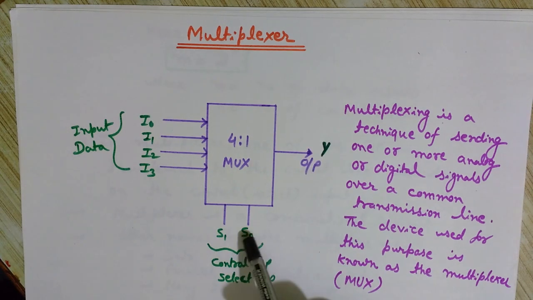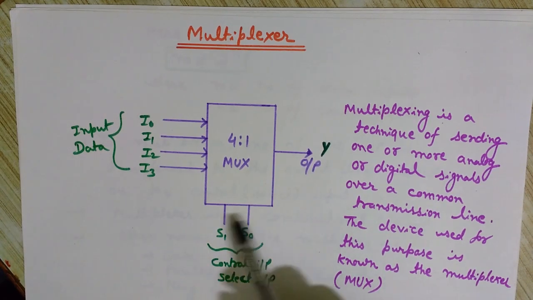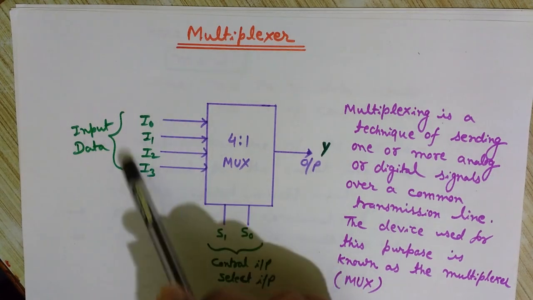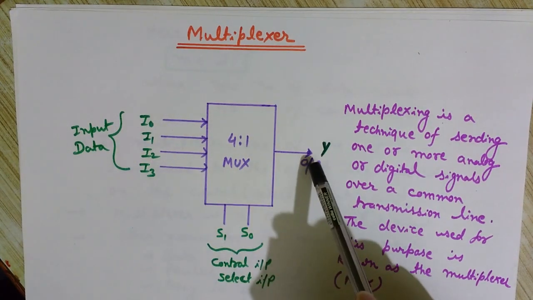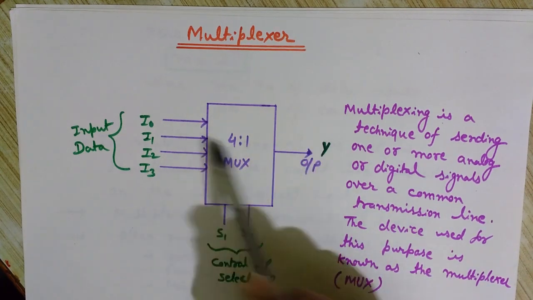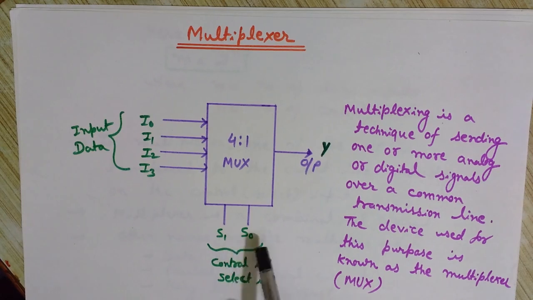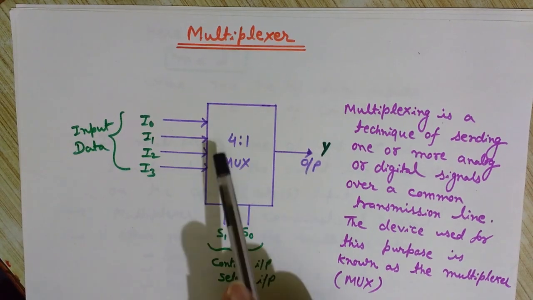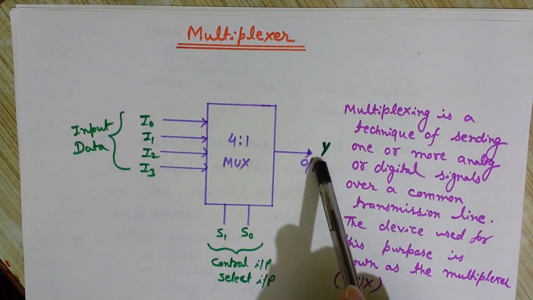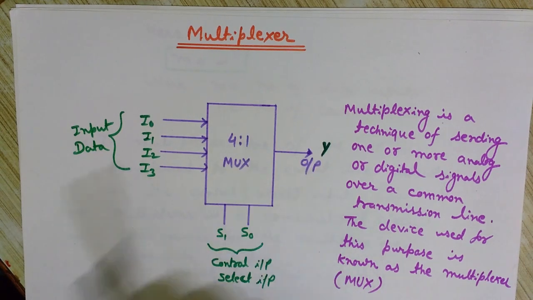Here we have two select lines. Here you can see S denotes the select line, select input, also known as control input. Its function is to control which input will go on the output side. Whether I0 will go on the output, or I1 or I2 or I3, it is controlled by these control inputs or the select lines. So actually you see here that this is a 4-to-1 MUX. Here we have 4 inputs and 1 output. This denotes the inputs and this 1 is the output.